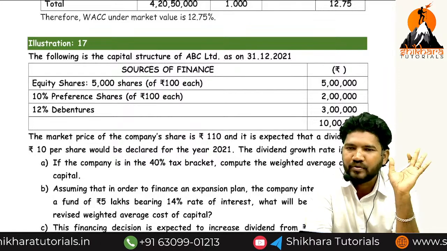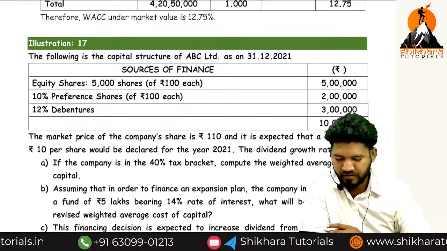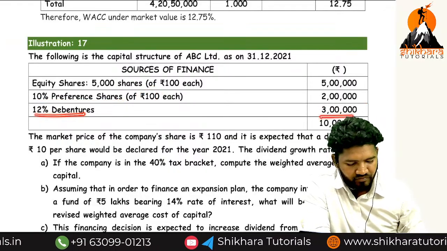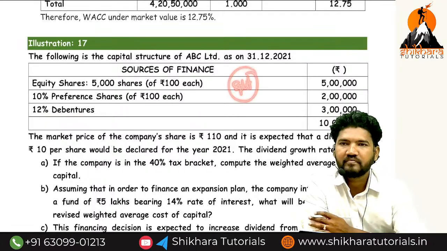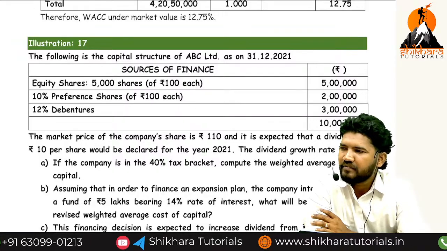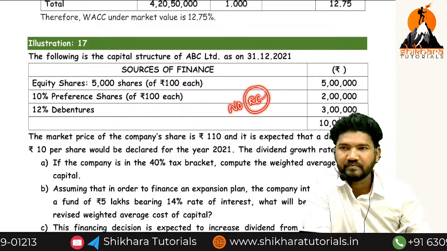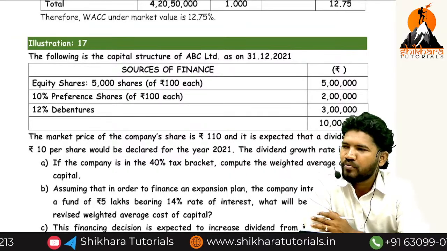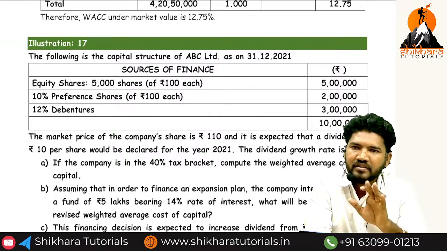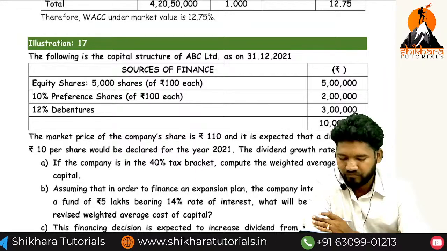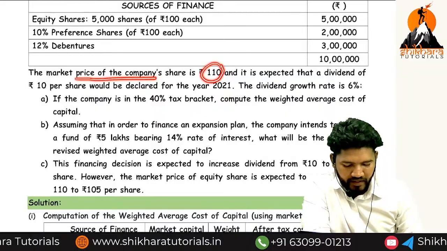Now 10% preference shares, 100 rupees each, 2 lakh rupees. Next 12% debenture, 3 lakh. My question: is the split concept needed? Why? There are no retained earnings. If there were retained earnings, we would have to split that. There are no retained earnings, so equity and equity share capital are both the same. Are you okay now? Then fine. The market price of the company share is 110. Can I name it P0?